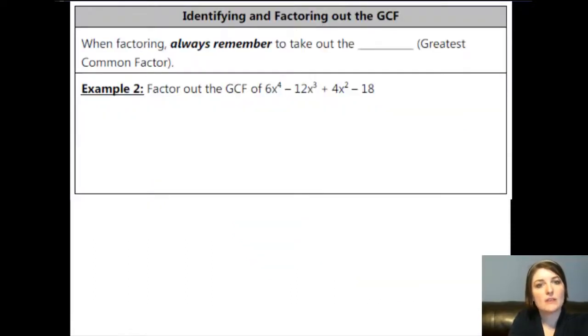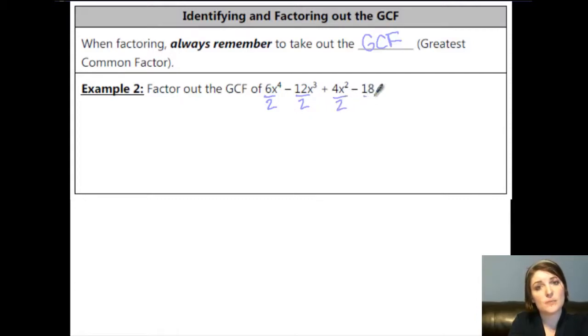Now we're going to remember how to do GCFs. So when we're factoring, we always want to remember to take out the GCF first. Our GCF is the greatest common factor. That's the thing I can take out of every single term. So I look here, I have 6x to the 4th minus 12x to the 3rd plus 4x squared minus 18. The first thing I notice is I don't have x's for all of them, so I can't take an x out. And they're all even numbers, so I can divide them all by 2.